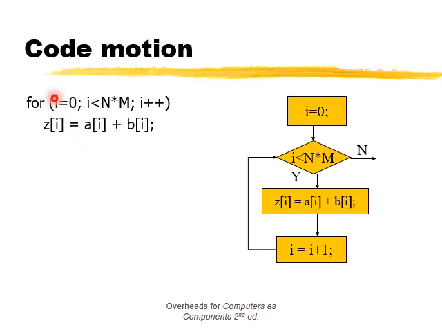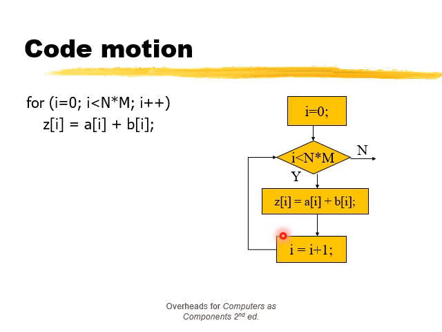Consider the following loop. You can see this loop: for i equal to 0, i less than n times m, i plus plus. And then we are putting the value of a[i] plus b[i] in z[i]. The code motion opportunity becomes more obvious when we draw the loop CDFG. So we have drawn this CDFG, control data flow graph. This is initialization, this is decision, then this is assignment. As long as i is less than n times m, we are doing this and then we're updating the loop variable.